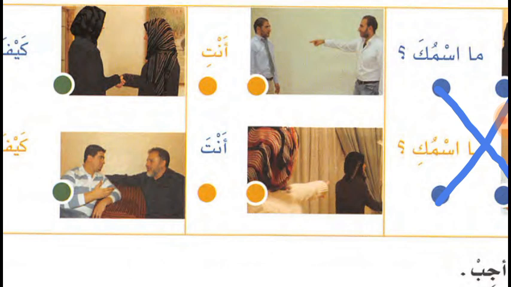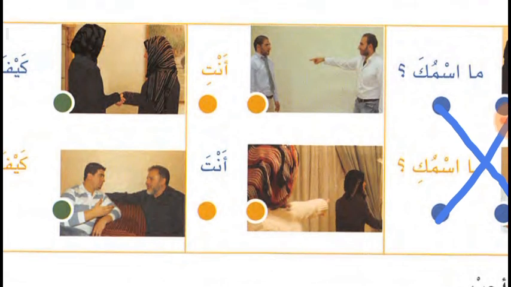Try to solve the next one. Anti, yes, goes down to the female. Good. It means you. Anta is for the male, for you. Good. Kaifa haluka, yes, how are you? Good, for male. Kaifa haluki, how are you for female? Good.